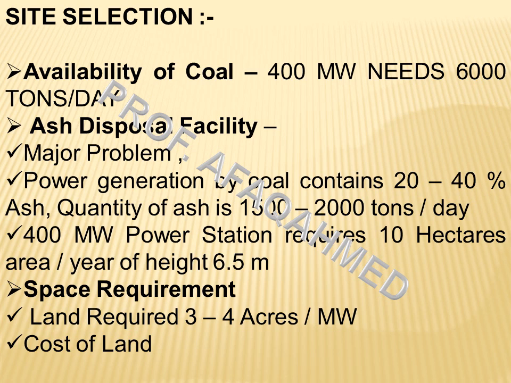The ash handling problem is more serious than the coal handling issue because it comes out in a hot condition and is highly corrosive. Its effects on atmospheric pollution are more serious as human health is considered. Therefore, there must be sufficient space to dispose of a large quantity of ash. A 400 megawatt power station requires nearly 10 hectares area per year if ash is dumped to a height of 6.5 meters.